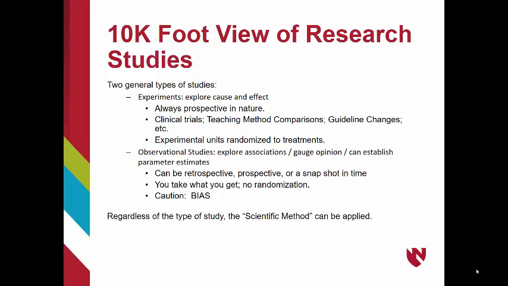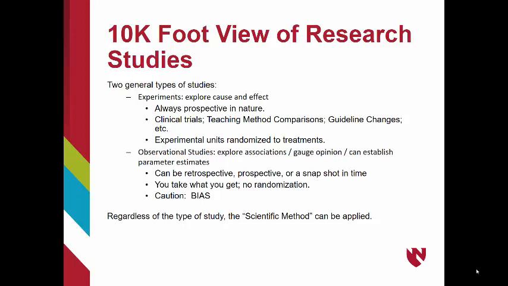An observational study, on the other hand, is looking at exploring associations. If you're trying to go out and do an opinion survey, that type of thing. And you can also use it to potentially establish some parameter estimates to help you figure out where should I be starting? What am I trying to change? What needle do I need to move, so to speak?